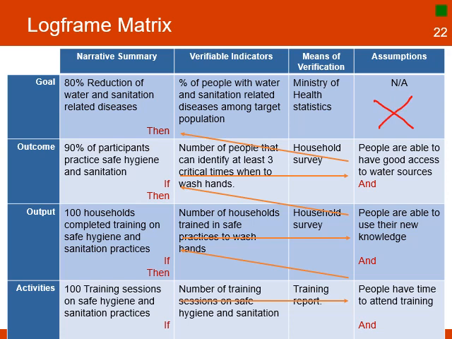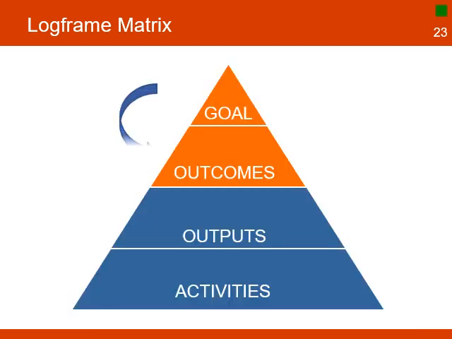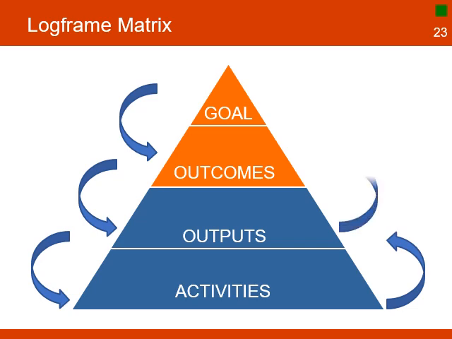The verifiable indicators describe the measures used to demonstrate changes and the means of verification, the sources of information that validate the indicators. The design of the project follows a top-down approach where the project goal is broken down into outcomes, then outcomes are broken down into outputs, and each output is broken down into activities. During implementation of the project, the process is reversed. The completion of all activities results in the delivery of all outputs. The completion of all outputs results in the achievement of the outcomes, and the achievement of the outcomes contributes to the final goal.